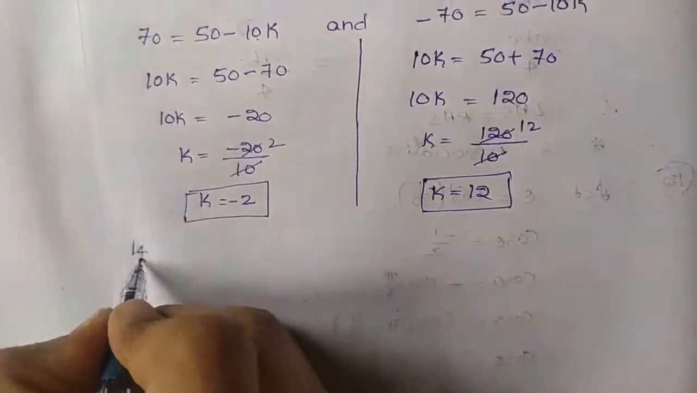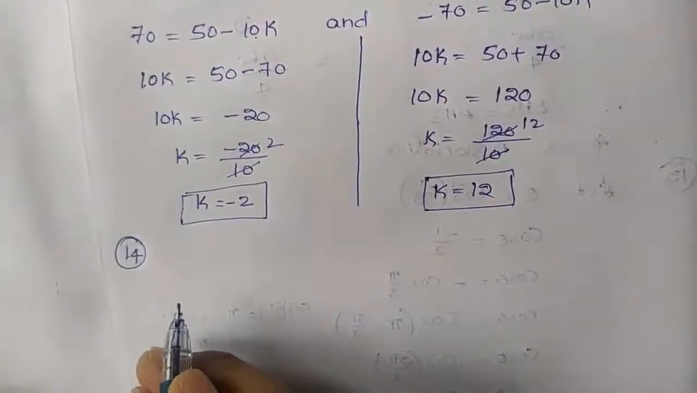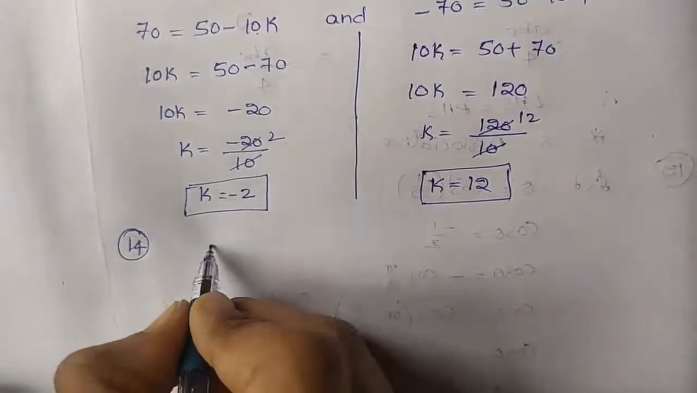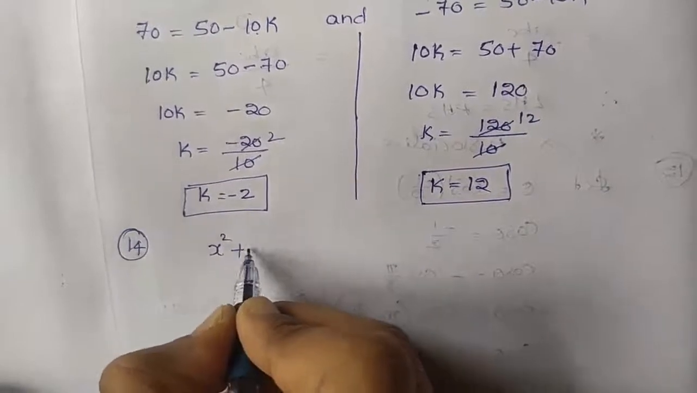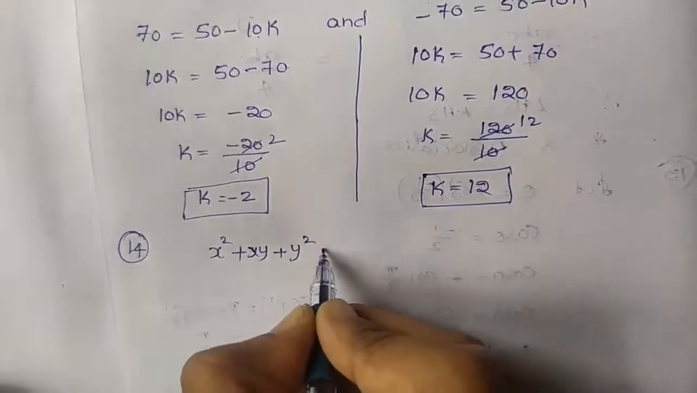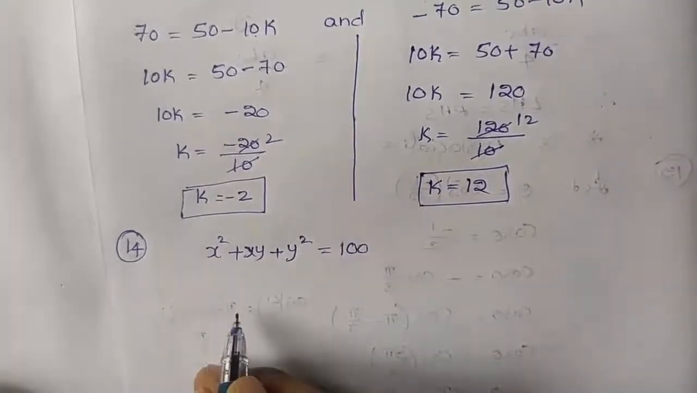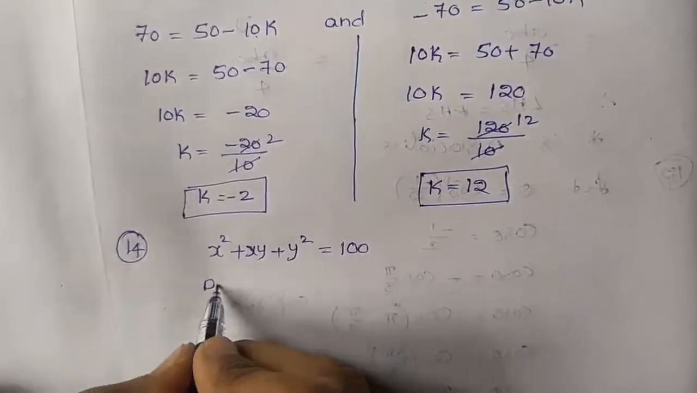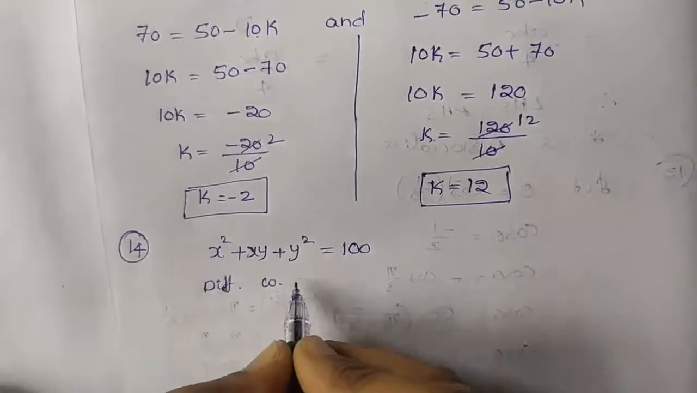See the 14th question. Find dy by dx, given that x square plus xy plus y square is equal to 100. Let us differentiate with respect to x.